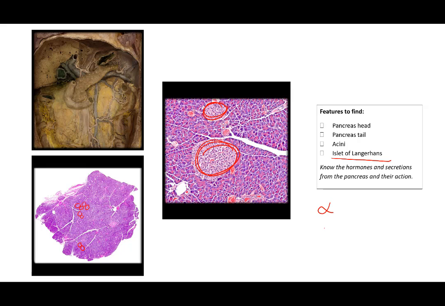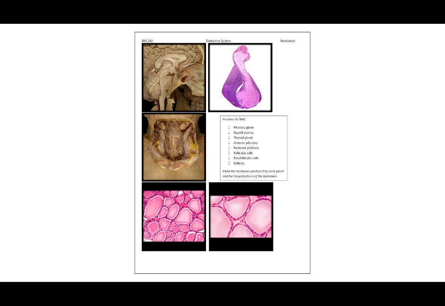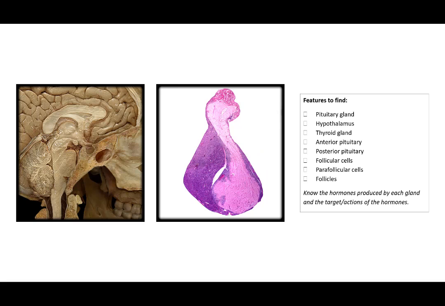They have alpha cells and beta cells. The alpha cells release glucagon, and the beta cells release insulin. You need to know their effects on blood glucose. On the final slide, we'll discuss the pituitary gland and the thyroid gland.